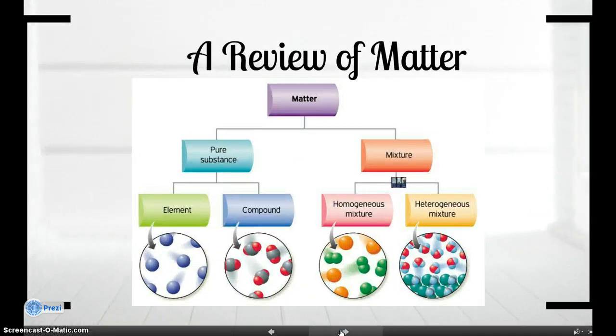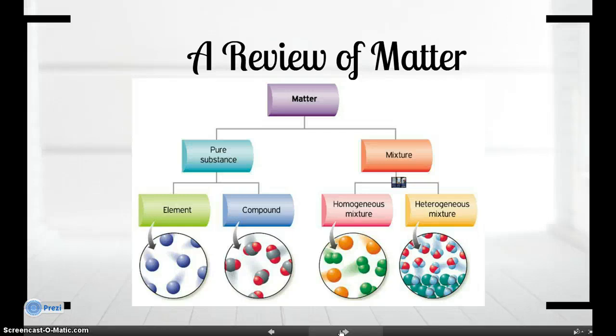Okay, so a review of matter. Matter, again, can be separated into pure substances and mixtures. You can see the picture there. Those are pictures of atoms or representations of atoms. So an element contains only atoms of that particular element. A compound is two or more atoms chemically combined.